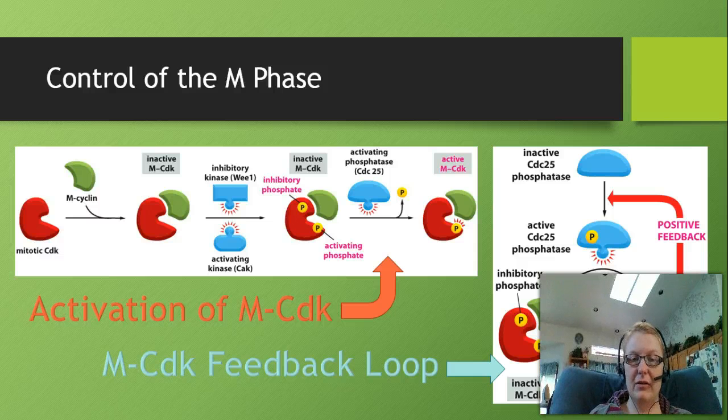We can see that on the next picture: the active mCDK actually creates a positive feedback loop to create more mCDK. So once we've fired this mCDK, once we've said go, we're going to divide, this is really an all or nothing process. We're going to charge right on through this. There's not really a whole lot of checkpoints after this. So it's really important that we understand that mCDK is going to create more and more active mCDK to drive us into M phase.